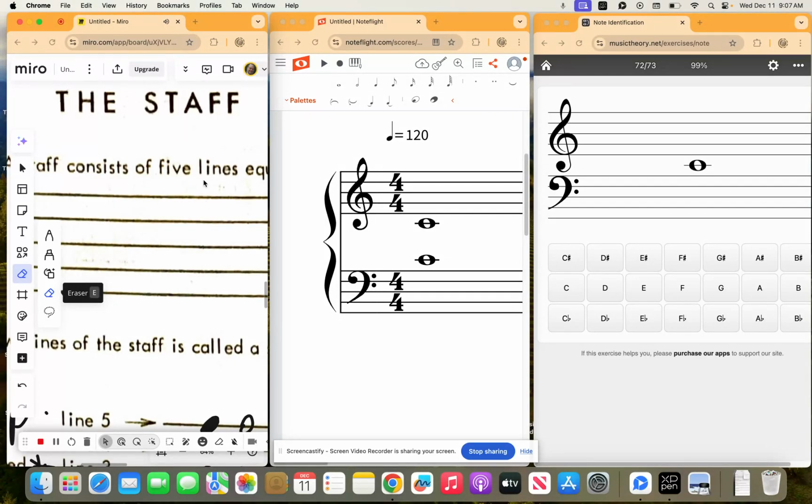Okay, so one more activity. We're gonna do some note identification. We're gonna fill in the blanks. But I wanted to show you something here. Look at this note over here on the right. Is it a treble clef note or is it a bass clef note?